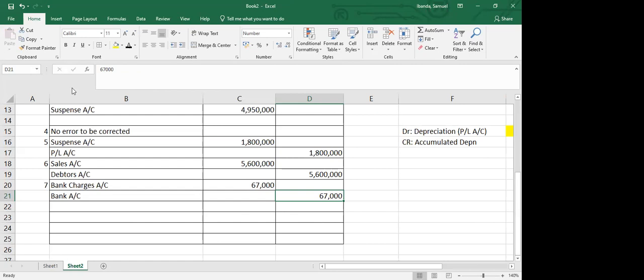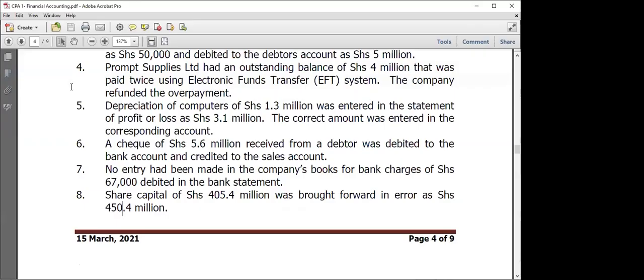So you know very well that share capital has a normal credit balance, because share capital is equity. If they are telling us that share capital worth this amount was brought forward as this, it means that we took a value that was higher. And this value was higher by the difference between this value and this value. You get it? So yours is to first calculate and see what the difference is between the two values that we have there.